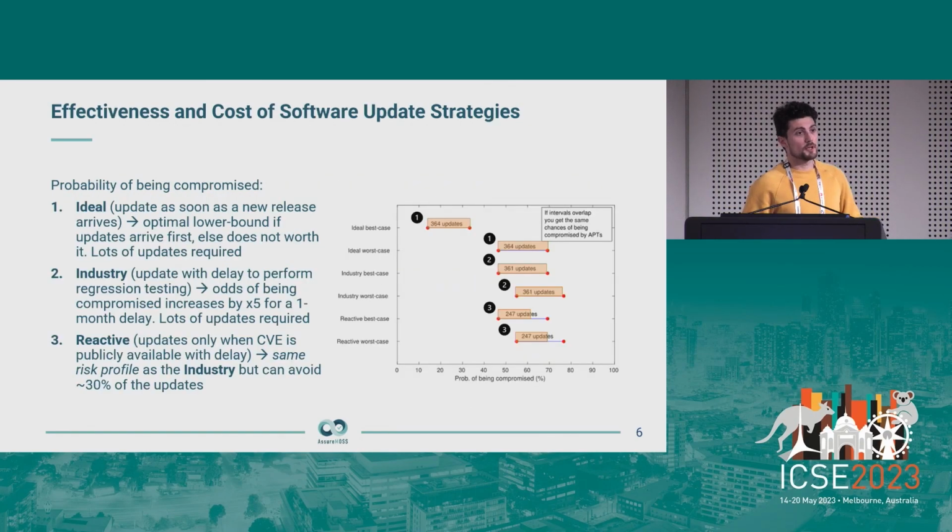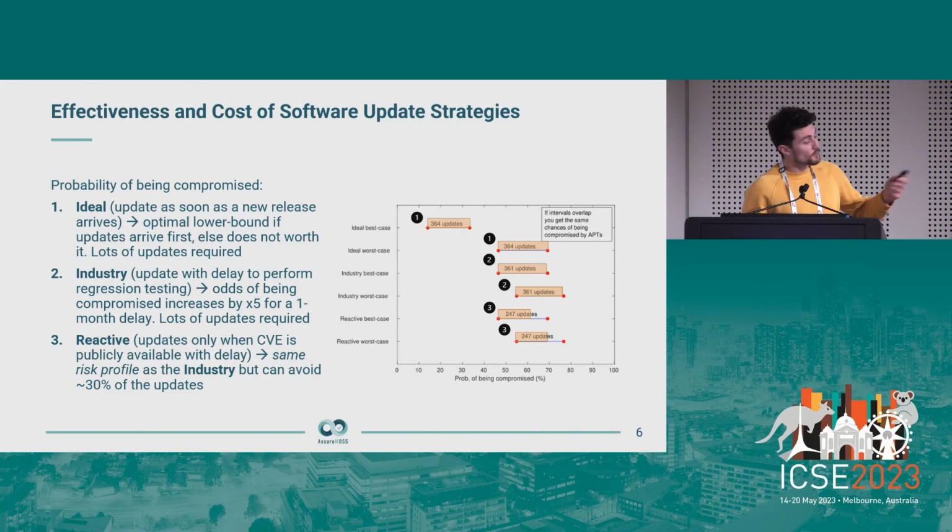So we looked into some software update strategies to see which one works best and what their cost is. We considered an ideal strategy, which is more or less what we are told to do: update as soon as a new release arrives. We know that this should provide the optimal lower bound that an organization can do to reduce the risk, but it is pretty impractical to perform consistently. Then we compare with the industry strategy, which is more or less what organizations are doing: trying to keep the pace of the updates, but waiting some time to, for example, perform regression testing and check that nothing breaks. Finally, we compare with a reactive approach, a more relaxed approach that basically updates the software only when a publicly known vulnerability is released.